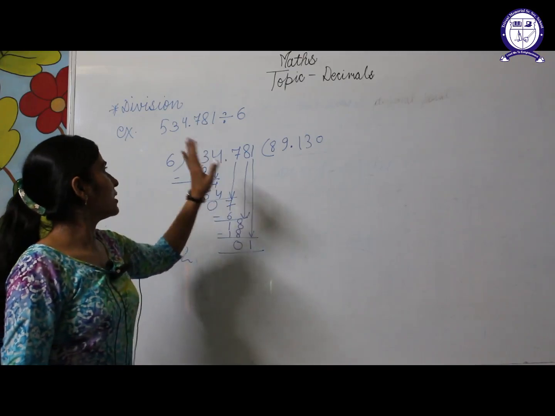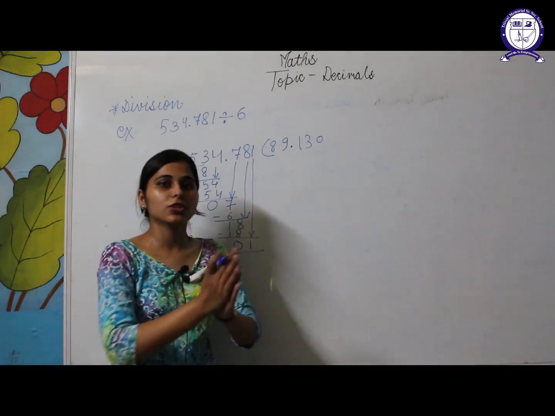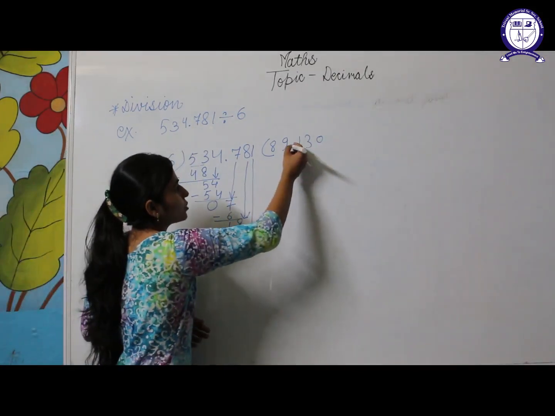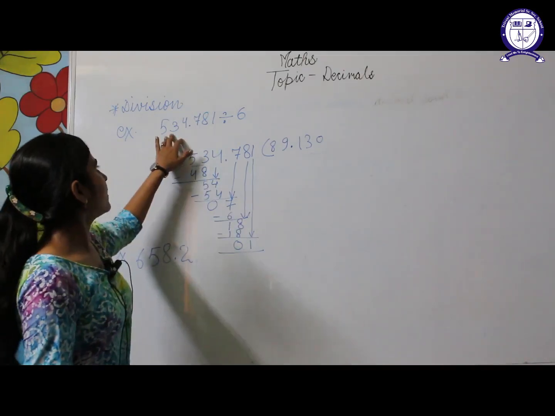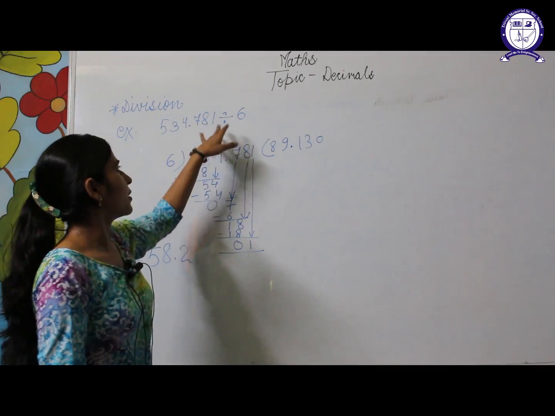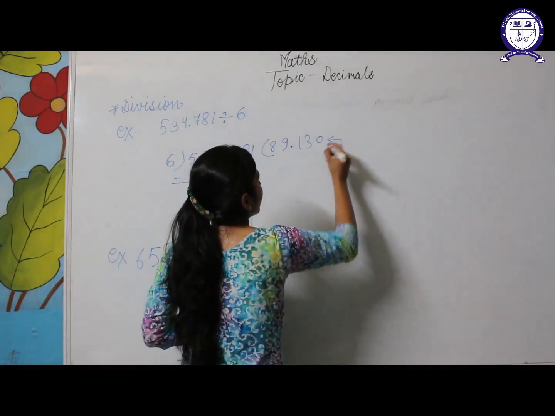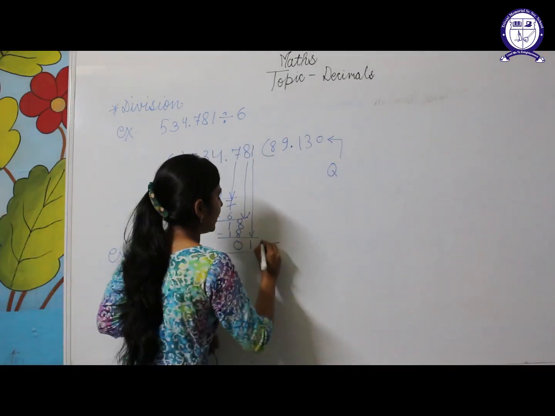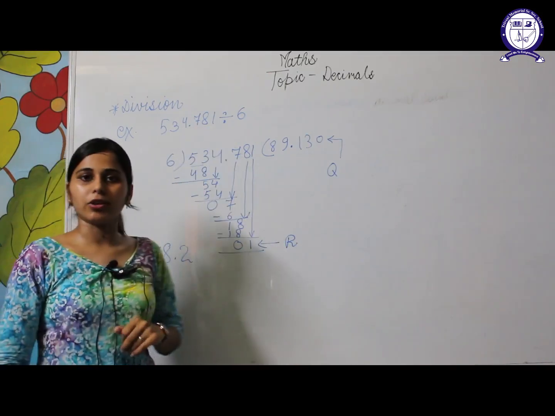So now students, in division the only thing you have to take care of is that when you bring down the digit after the point, the decimal part, you also put the point in the quotient. So after dividing 534.781 by 6, we get 89.130 as the quotient, 1 as the remainder, 6 was the divisor, and this was the dividend, students.